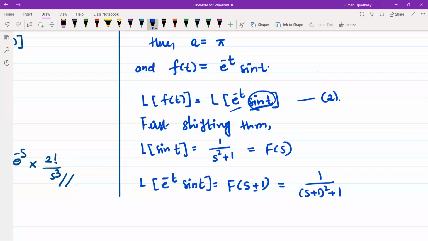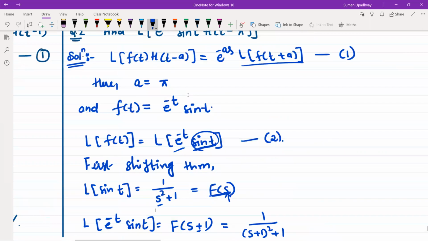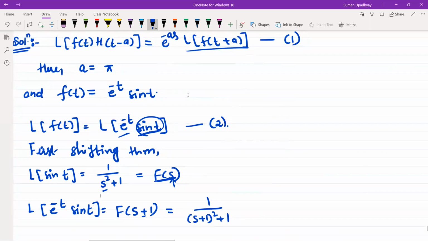Got it? Now how will we get f of s plus 1? You already have f of s. In that s, you have to replace s with s plus 1. So here I replaced s with s plus 1. Got it now? So we got Laplace of e raised to minus t sin t. But what did I have to find out? I got Laplace of f of t as 1 upon s plus 1 the whole square plus 1.